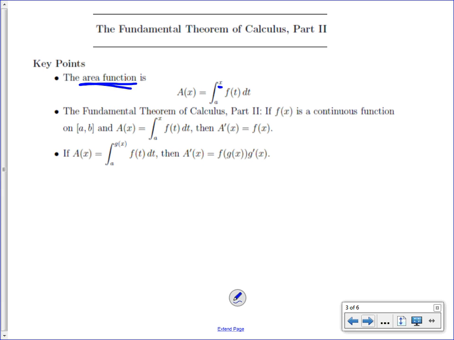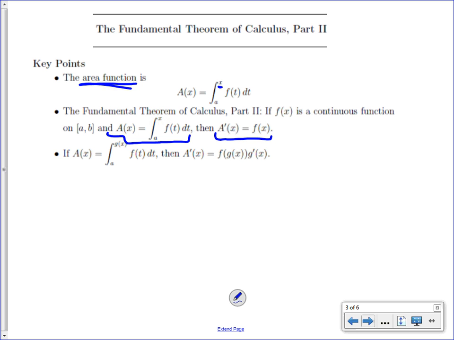Now, if we find the derivative of that area function, so that's what this is showing you, the derivative of a of x just equals f of x. So remember, that's when you're finding the derivative of the antiderivative. So they're going to undo each other, and all you're going to do is replace t with x.